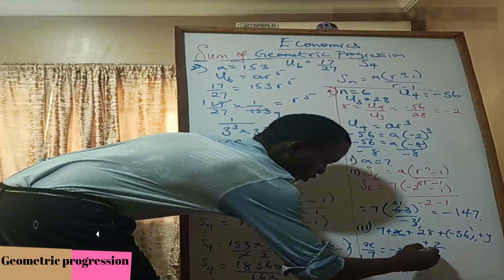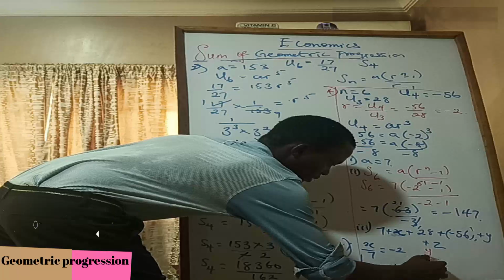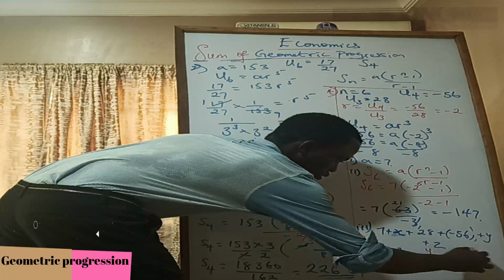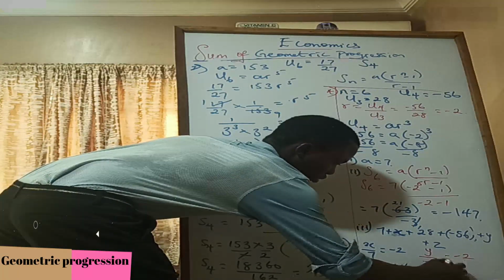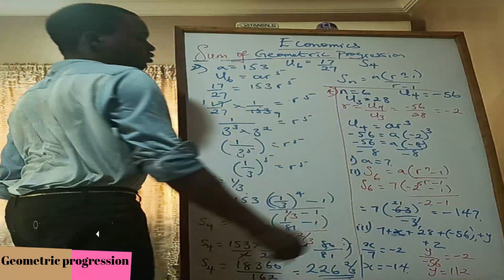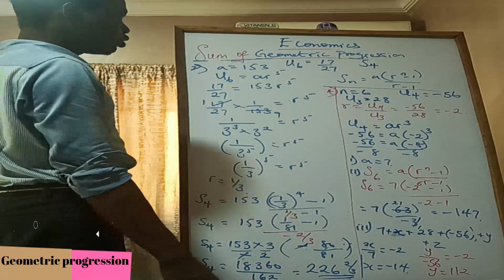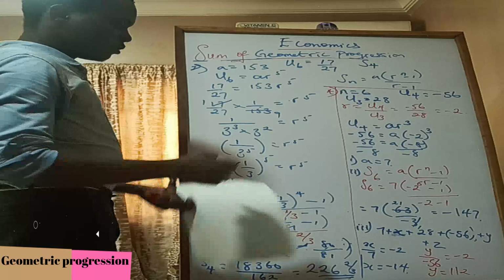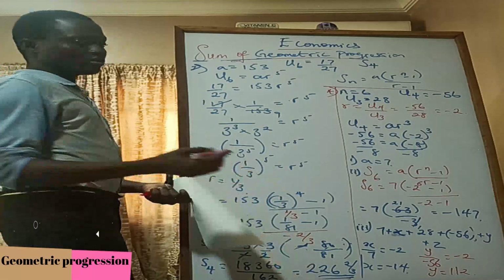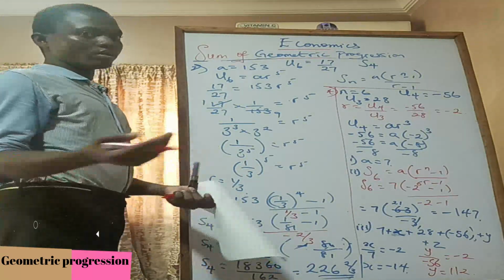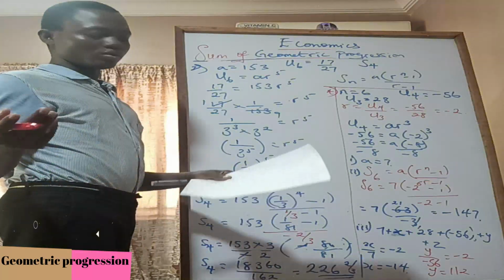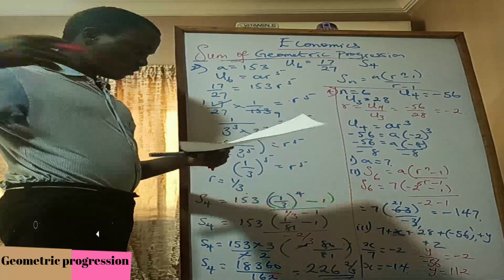So Y over minus 56 must give you the common ratio, minus 2. So Y here is going to be equal to 112, that is minus 56 times minus 2. Then Z over 112 equals minus 2, so Z is going to give us minus 224. And with that, that will be all.